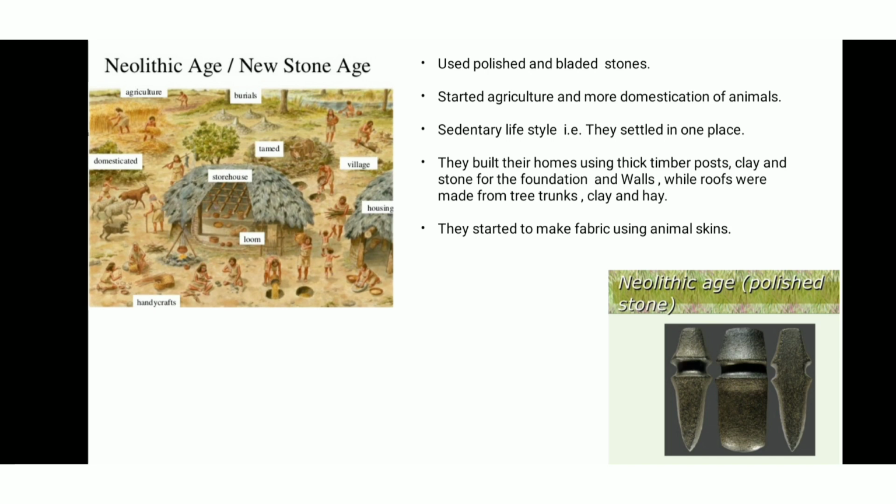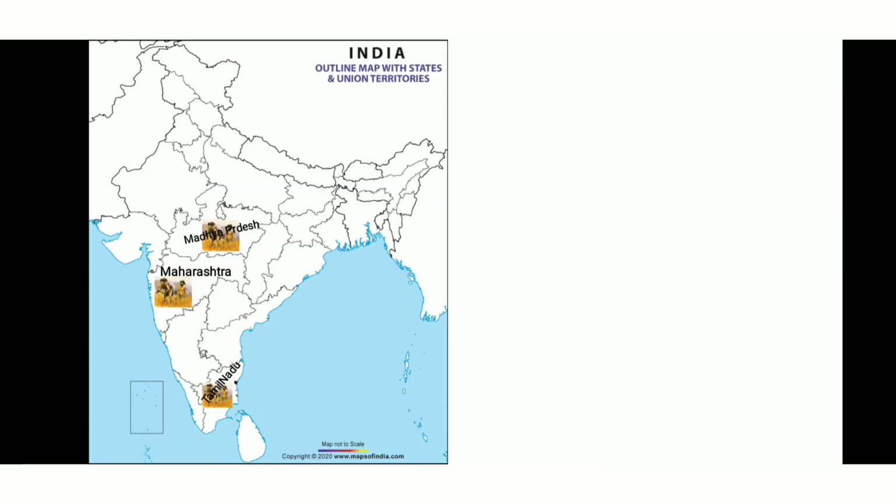This was the period where they started to make fabric using animal skins. Finally, people stopped living as nomads from the Neolithic period, and some of the evidence of Neolithic people was found in some parts of India like Maharashtra, Tamil Nadu and Madhya Pradesh.